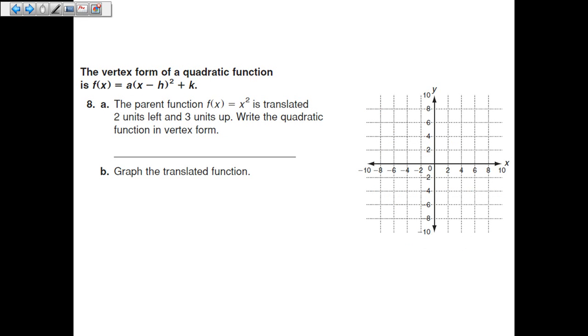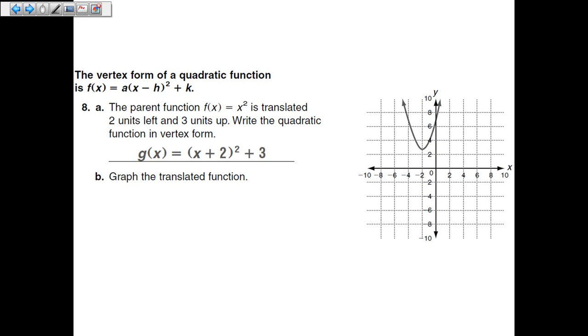Now let's take the vertex form, which is our a times x minus h squared plus k, and try to write the vertex form for a quadratic that's been shifted 2 units left and 3 units up. Also, let's graph it. Now notice we should be able to graph it without making a table. So if we shift it left 2 units, that means that we have to put plus 2 inside the parentheses. To shift it 3 units up, we have to put a plus 3 at the very end of the equation. And we see our graph. We just take the parabola that we know it looks like and move it 2 units left and 3 units up.